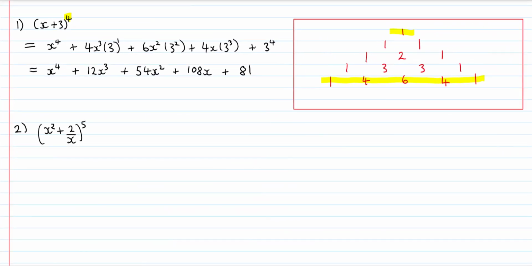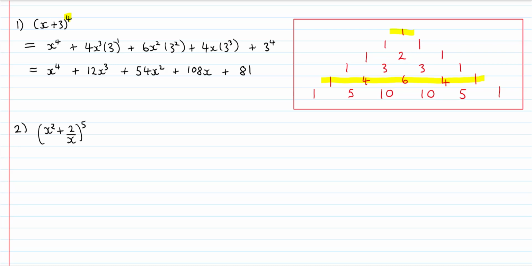Question 2, we're going to expand (x squared + 2/x) all raised to the power of 5. To get the coefficients we're going to need in our expansion, we're going to have to look at the 5th row of Pascal's triangle. In this red box here, we've already written out the first 4 rows of Pascal's triangle, so we'll write out the 5th row now. We're going to get 1, 5, 10, 10, 5 and 1. So they are the coefficients.